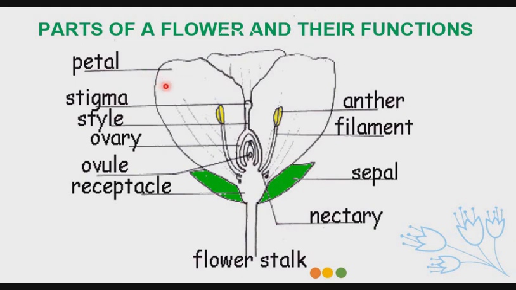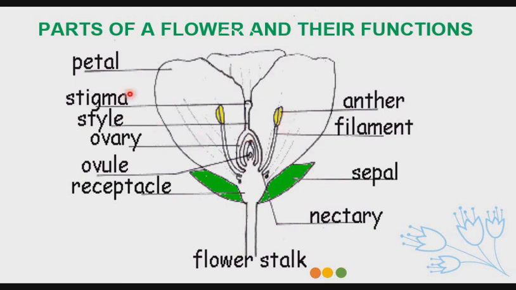We have the filament here. The filament holds or carries the anther, while the anther itself contains pollen grains. Now, what about pollen grains? Pollen grains are also a part of the flower that produce the male gamete and fertilize the ovules.